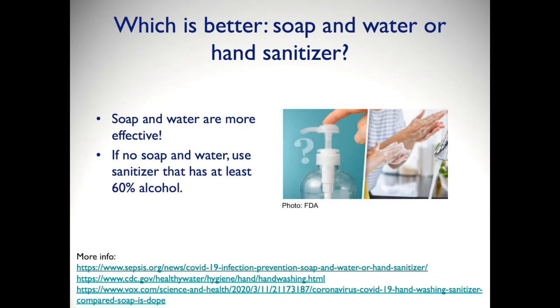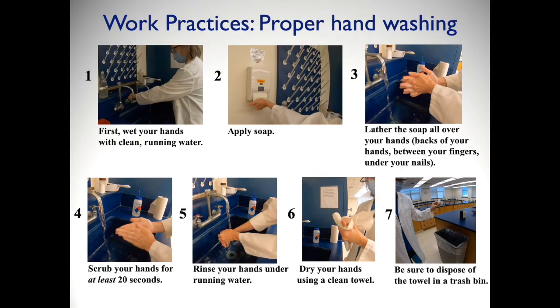Which is better, soap and water or hand sanitizer? Soap and water is most effective at removing the virus. In the absence of soap and water, use sanitizer that contains at least 60% alcohol. Proper hand washing is an important good work practice that is good for chemical and personal hygiene.